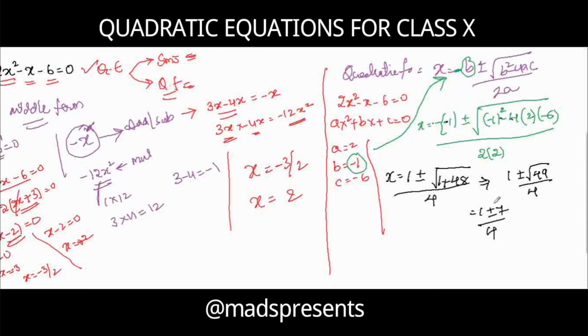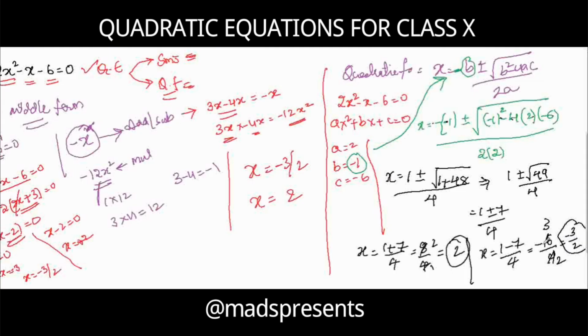From this, case 1 take plus, case 2 take minus. In case 1 I'm going with plus. So 1 plus 7 by 4, which is 8 by 4. 4 ones are 4, 4 twos are 8. We got x is equal to 2. If I go with minus, x is equal to 1 minus 7 by 4, which is minus 6 by 4. So 2 threes are 6, 2 twos are 4, which is minus 3 by 2. So I got one value as 2 and another value as minus 3 by 2.